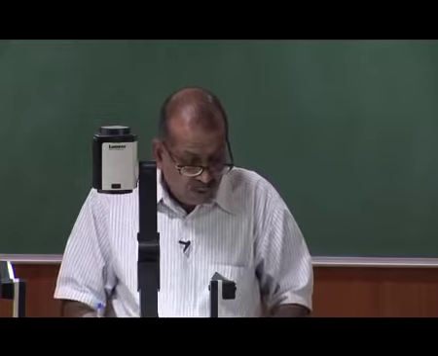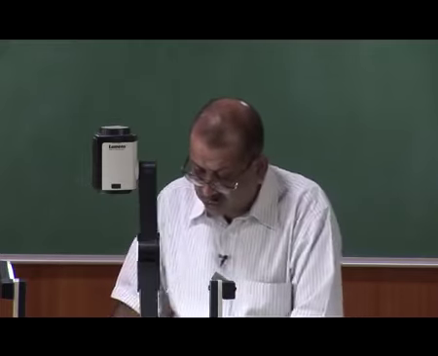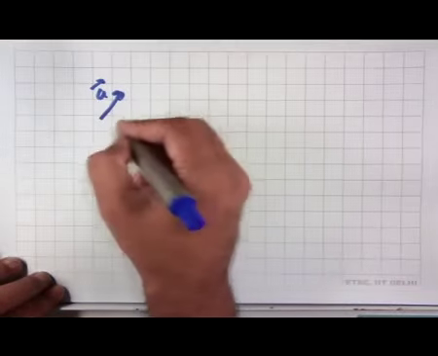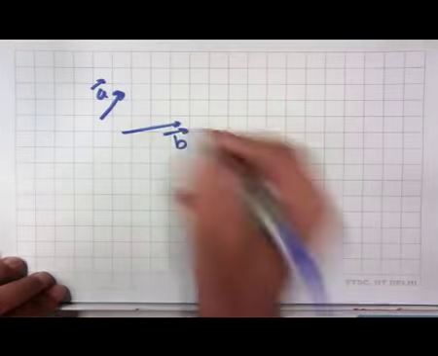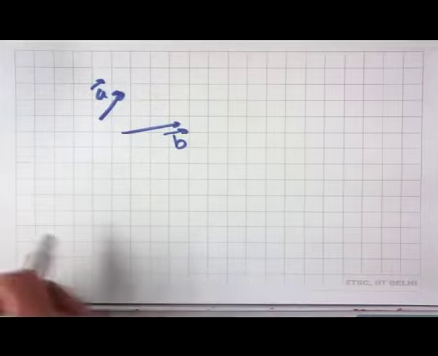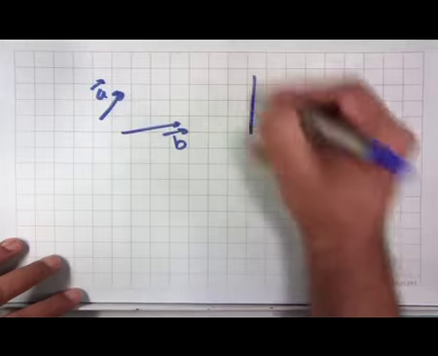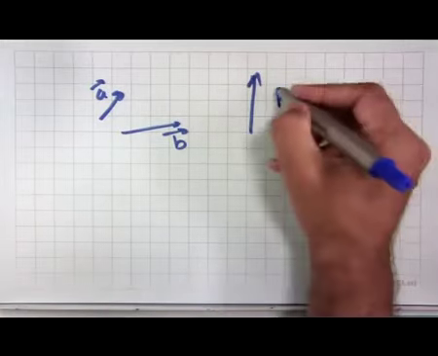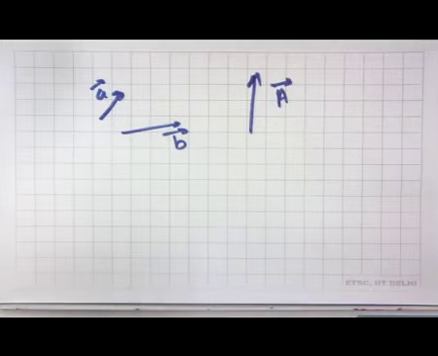So, we have a vector a, a vector b. These are in different directions. They need not be perpendicular to each other. They are just two different directions, and we have a third vector A. So, we have three things: a, b and A.